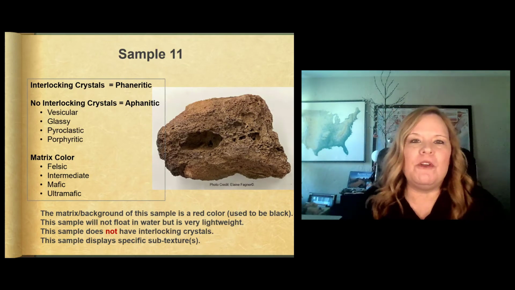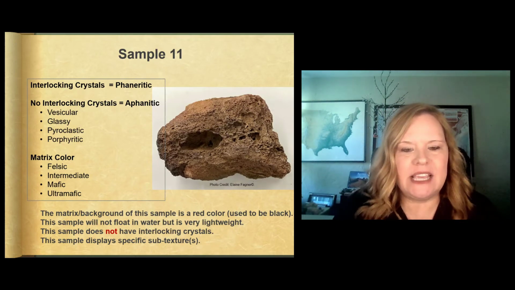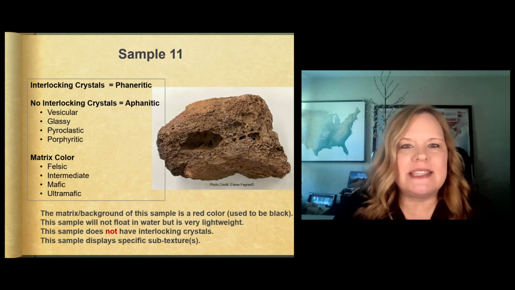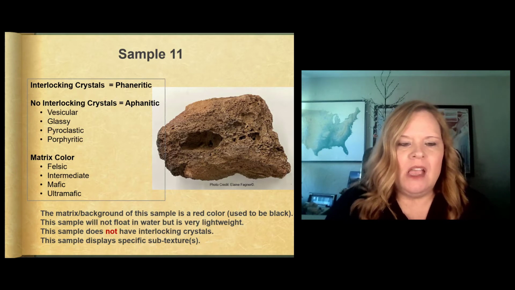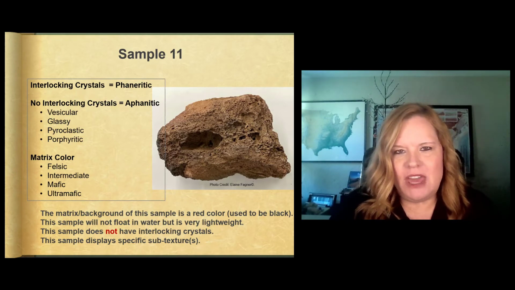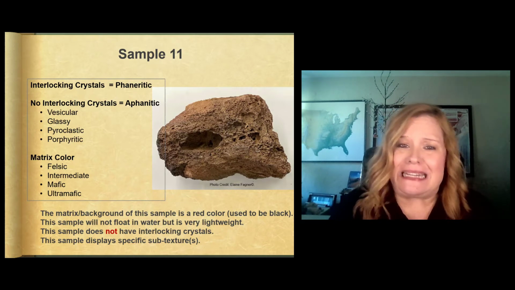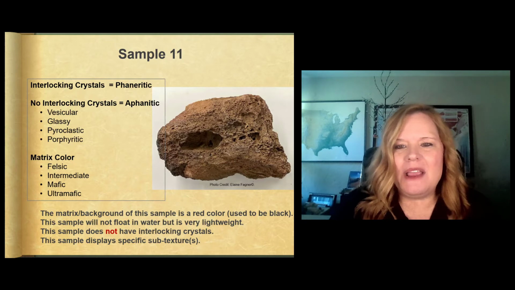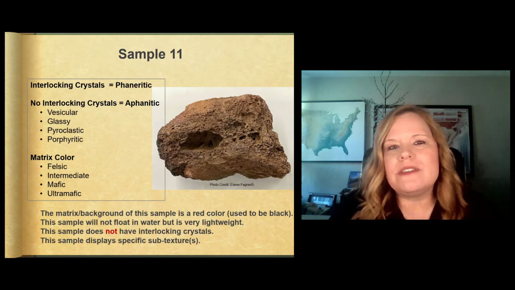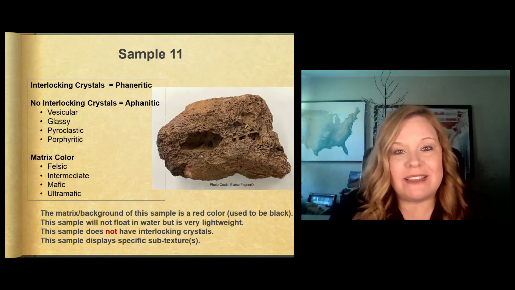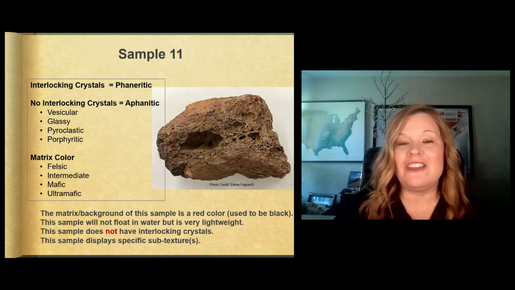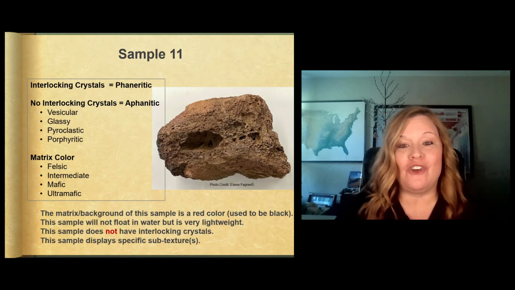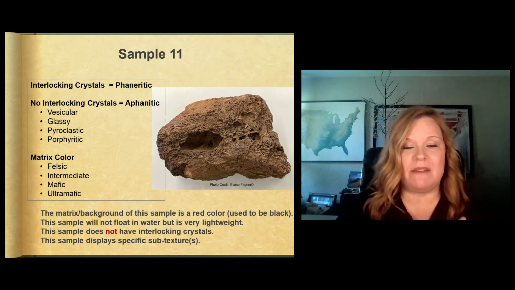Alrighty, so let me give you perspective on how big this thing is. This thing's about the size of a computer, a regular size laptop. Okay, so it's not a small thing. So you had a sample similar to it earlier, but this one's pretty dense. So I guarantee you if I had a bucket full of water, this thing would not float, even though it has giant vesicles in it. So the vesicles are the dead giveaway. It's vesicular, so that means it can't be having interlocking crystals. That's first thing, straight up, okay?